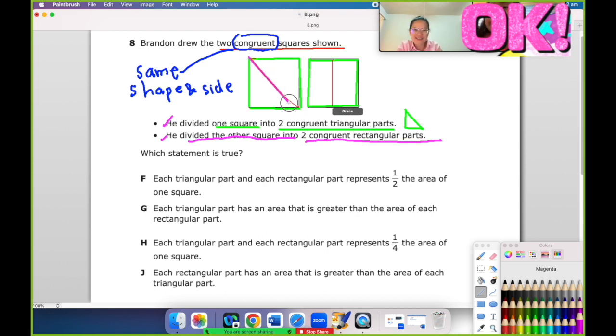Very good, yes. And another one is two congruent rectangular parts. Again, you need to know that triangular looks like this. Rectangular part, rectangular part looks like this. Okay, which statement is true? Great, read the first one.